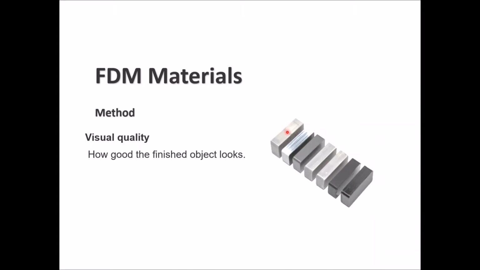For visual quality, how good does your finished object look? We can see here a block that's 3D printed. Using some materials, you can see the post-processing. With some materials you can see the layers. Some materials have some kind of reflection. Some of them, if you test them in the lab, will have different mechanical properties. All of these will play a role in deciding the visual quality of the part.